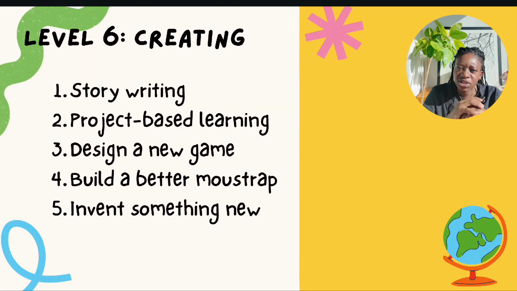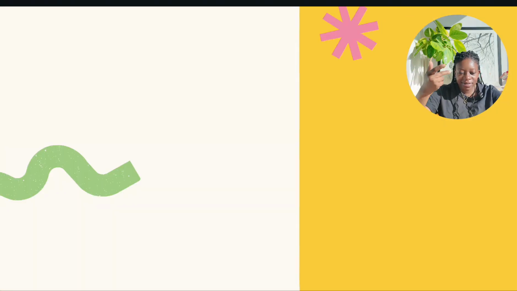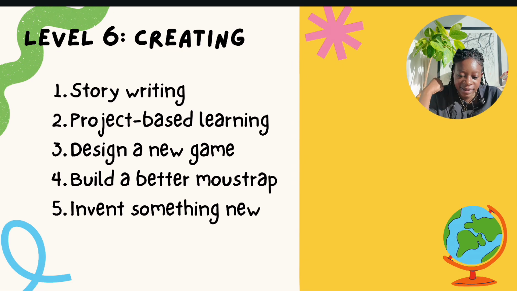Level number 6, this is the ultimate level, the daddy of all daddies. It's creating. So this is where the students show their ultimate level of thinking by either making something new or improving something that already exists.